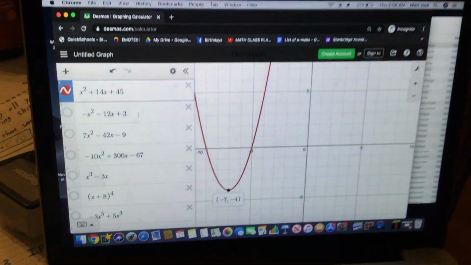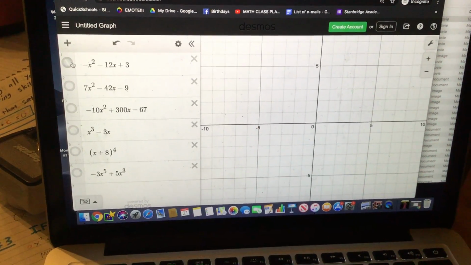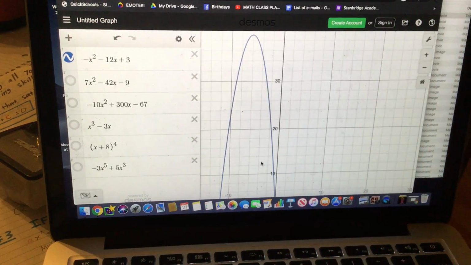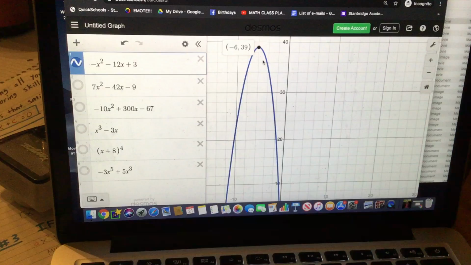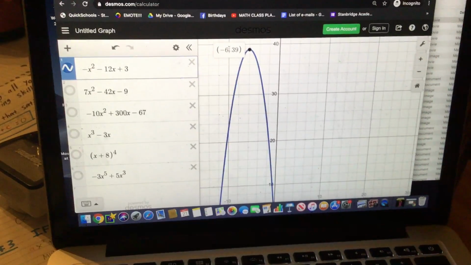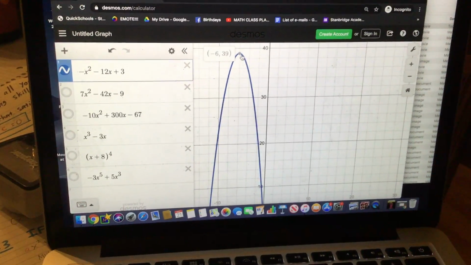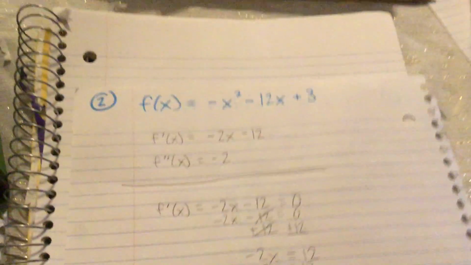Let me just delete this original graph really quick. So I'm going to put this graph up here. It's a sad face parabola, and the highest point is at (-6, 39). That answers the question: the critical point is at x equals -6, and that is a local maximum. Okay, all right. Moving on to problem number 3.